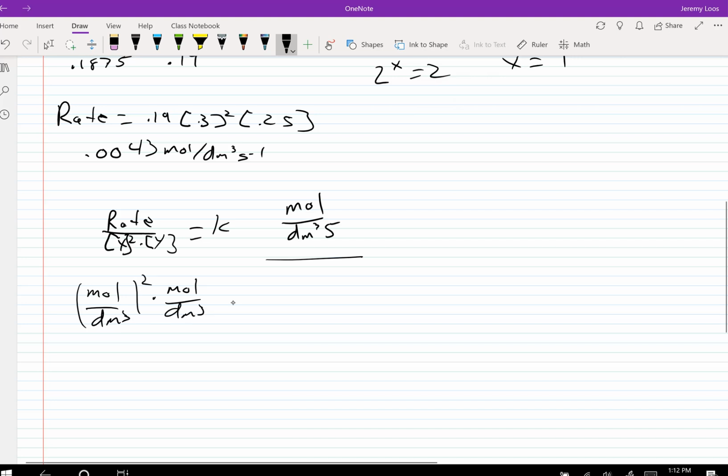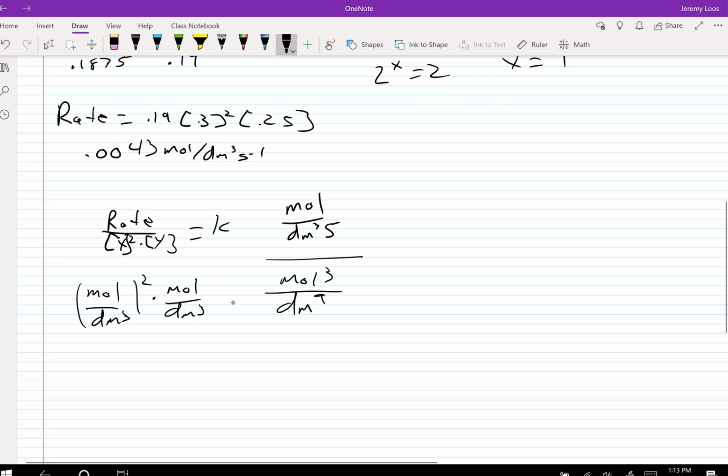Okay, so this top here, mole squared times another mole, that's mole to the third. Decimeters cubed to the second power: when you take an exponent to another exponent, you have to multiply them, so that's 6. And then plus another 3, so that's dm to the 9th. When you multiply exponents, you add them.